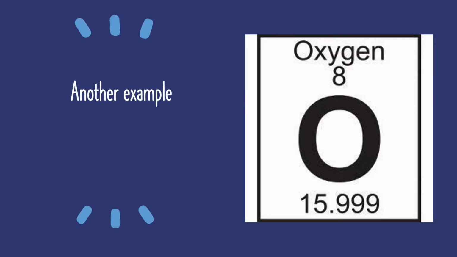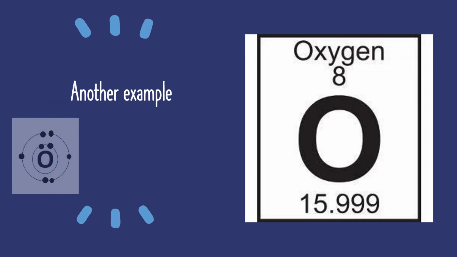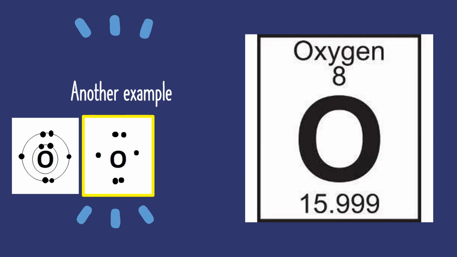Here is another example, oxygen. This is the total electron configuration for oxygen, in which you can see where all 8 electrons are located. So the Lewis dot diagram simplifies this by erasing shell 1. Voila! You are left with the valence shell only.